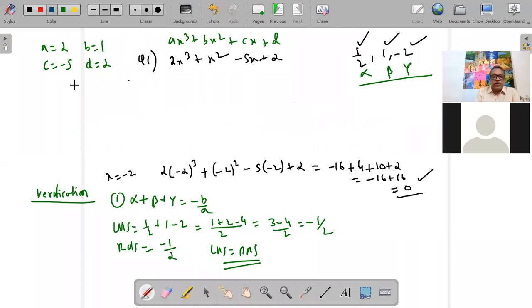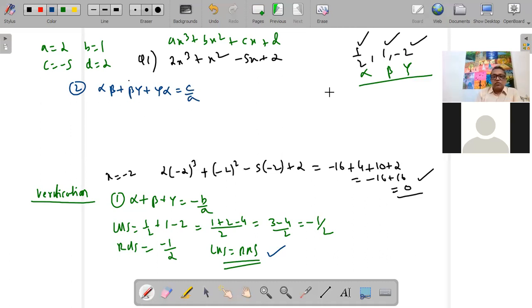Okay. Now we go to the second verification. What is the second verification? The second verification is alpha beta plus beta gamma plus gamma alpha is equal to positive C by A. तो तीनों वेरिफिकेशन आपको करना है. ये वेरिफिकेशन हो गया, LHS RHS इक्वल आ गया. Now we are doing the second verification. Note down this. Alpha beta, beta gamma, gamma alpha. When you add, you are going to get C upon A.